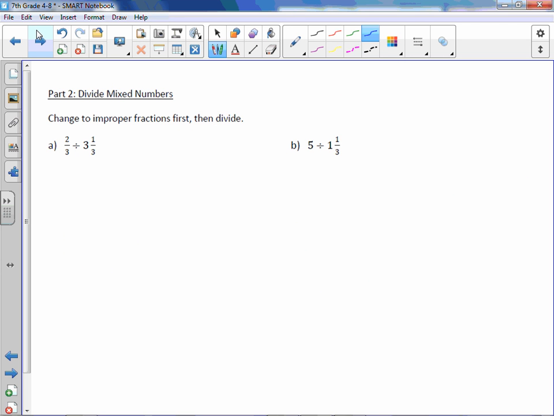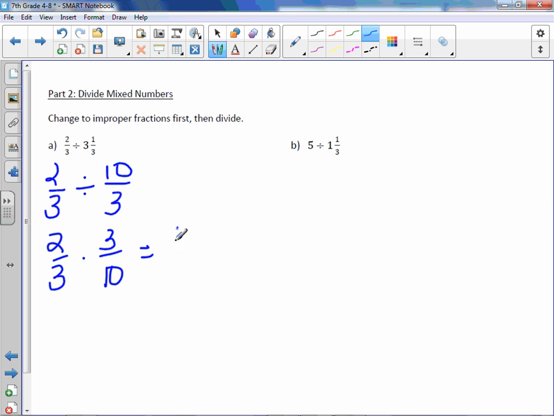Now, when you have mixed numbers, change them to improper fractions first, and then divide. So this is really 2/3 divided by 3 1/3. 3 times 3 is 9, plus 1 is 10. So it's really divided by 10/3. But I will not divide. I will multiply by the reciprocal and get 6 over 30. I can divide numerator and denominator by 6, which would give me 1/5.